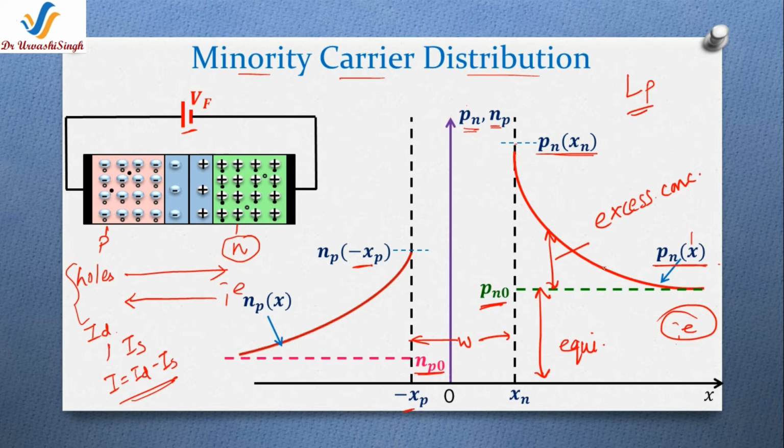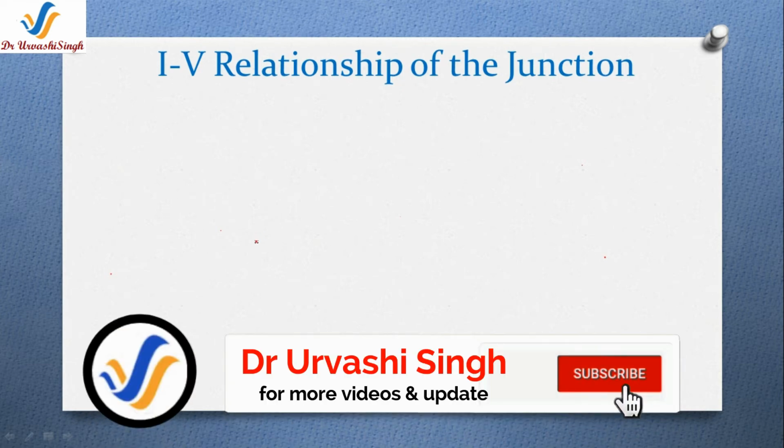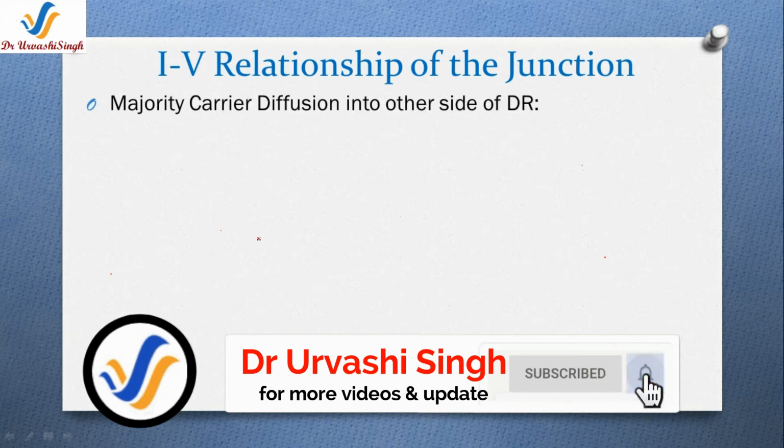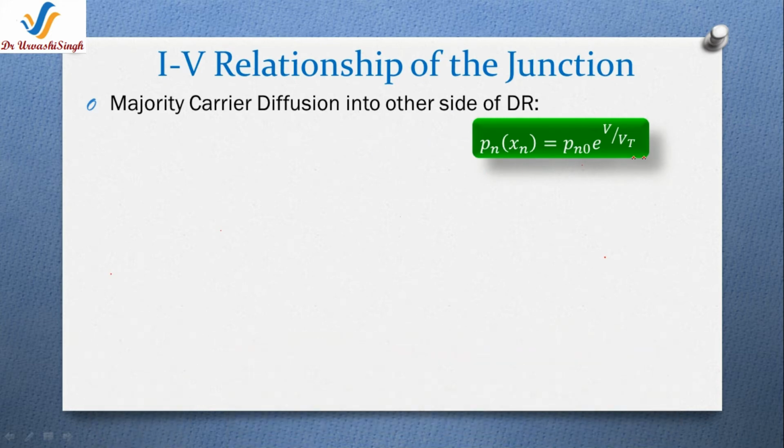Now next, let's derive the expression for the current and voltage relationship. Our analysis will start from the point that the lowered barrier voltage in forward biasing favors the holes movement from P to N. So at the edge of the depletion region, the concentration of the holes is given by equation 1, where Pn naught is the concentration of the holes at equilibrium in the N side.